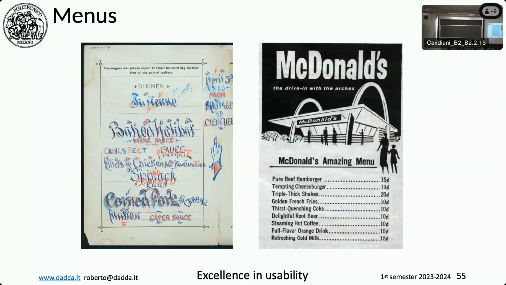An area which must be simple is the menu. This is a menu, an old menu, very nice. I bought it in the flea market in Paris. This is the original menu of McDonald's in San Bernardino. You see, one is very simple. You read it like this. The other is very complicated, and you need to really study.